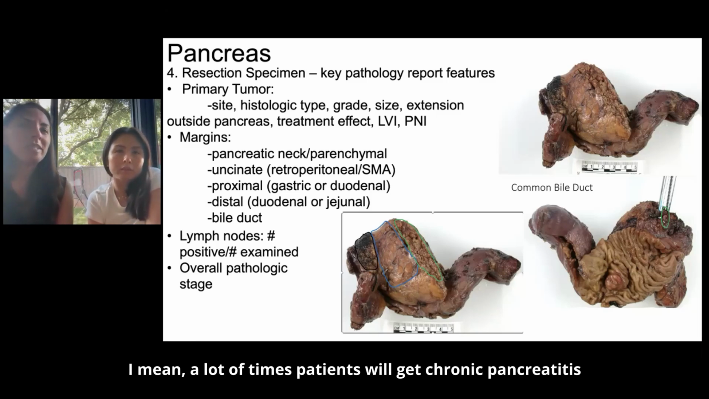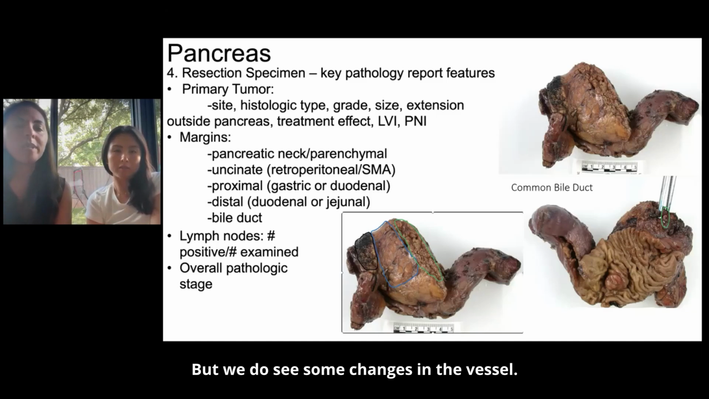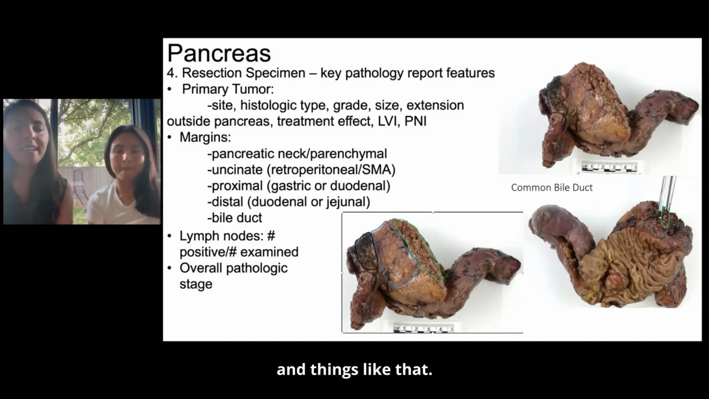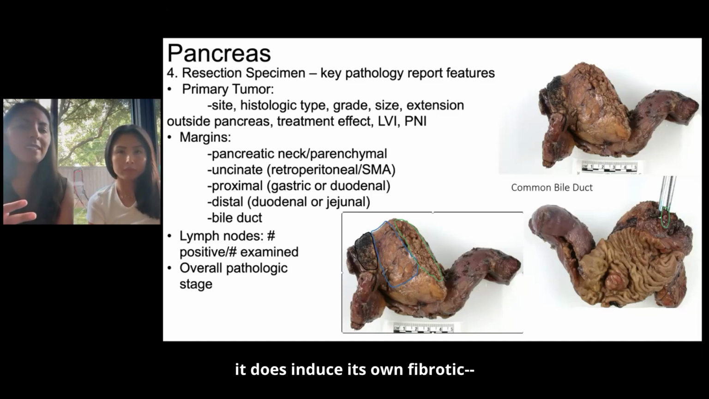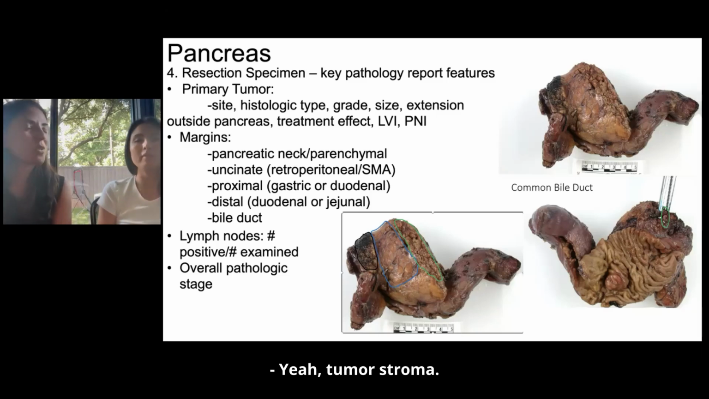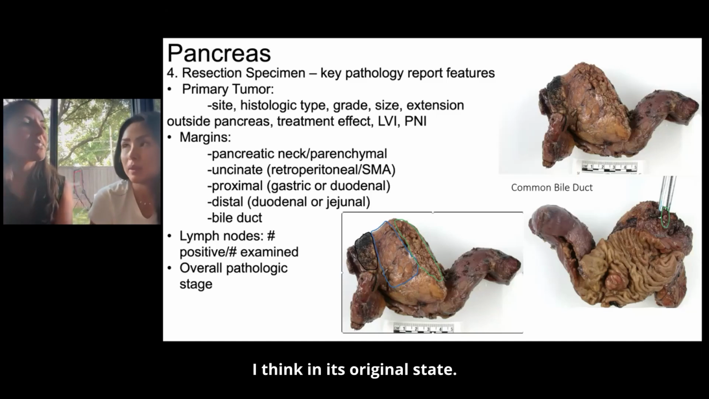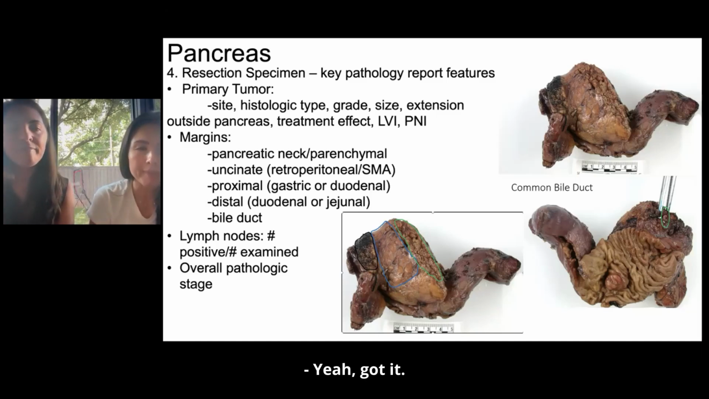I mean, a lot of times patients will get chronic pancreatitis anyway if they have a big mass in the head of the pancreas. But we do see some changes in the vessels. We'll get some fibrotic changes around the vessels and things like that. And a lot of times it will look similar because of the type of tumor this is, it does induce its own fibrotic tumor stroma. And so it already kind of looks scar-like, I think, in its original state. And then after treatment, of course, there might be more. Got it. Very cool.